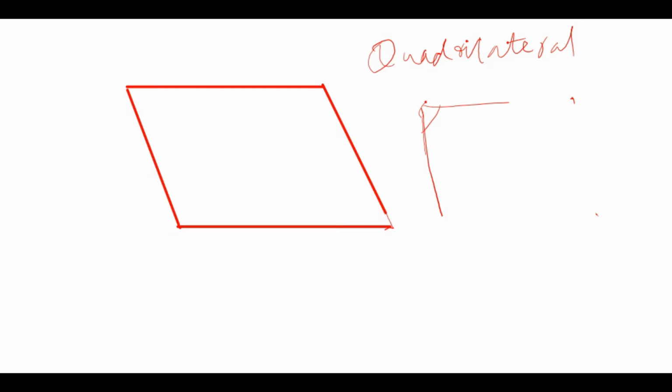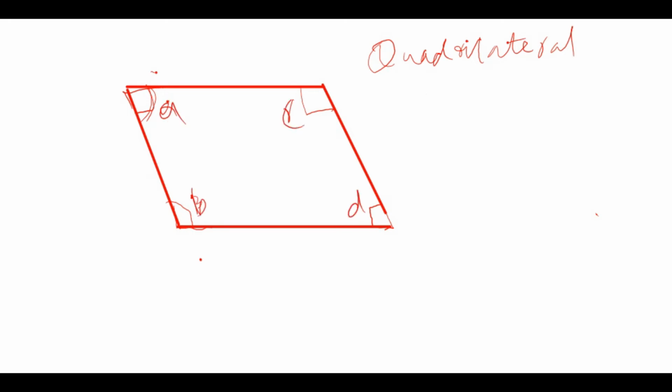So what are the properties of the quadrilateral? For example, if I'm drawing a square, the sum of these two angles would always be 180. This angle would always be 90, this would always be 90, this would always be 90, and this would always be 90. For example, this is alpha, this is beta, this is gamma, and this is A, this is B, this is C, and this is D.